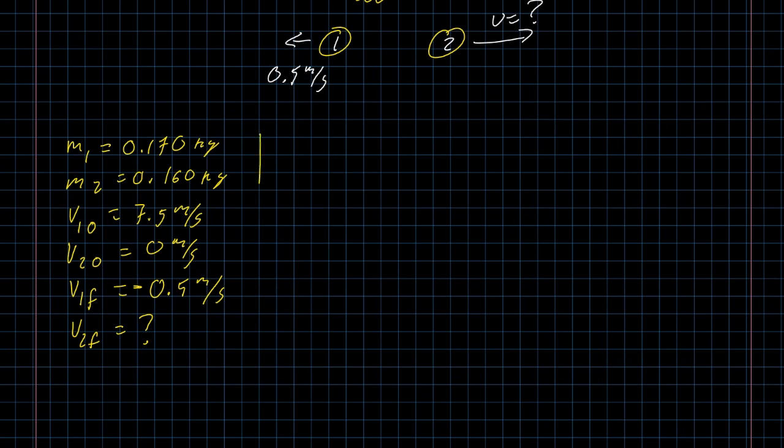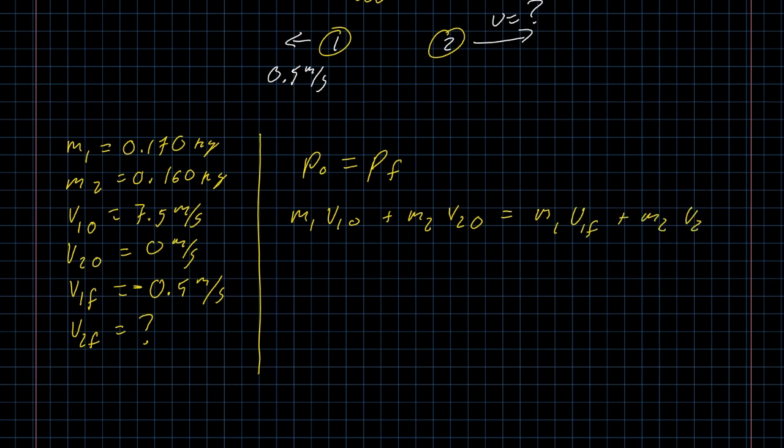Right, a lot of variables going on in this situation. We're going to solve this problem using conservation of momentum. So the initial momentum is equal to the final momentum. The initial momentum itself is the mass of the first thing times the velocity of the first thing initially, plus the mass of the second thing times the velocity of the second thing initially. And then the final momentum, same idea: M1 V1F plus M2 V2F.